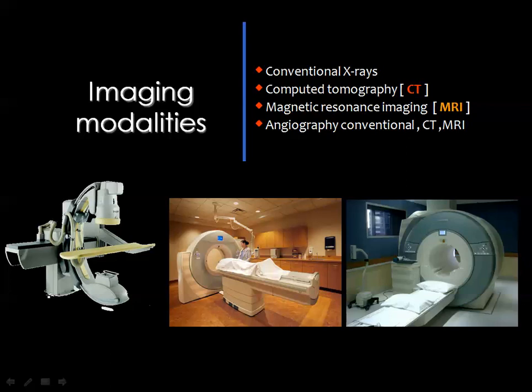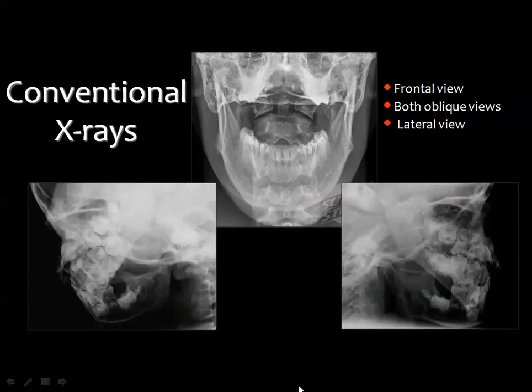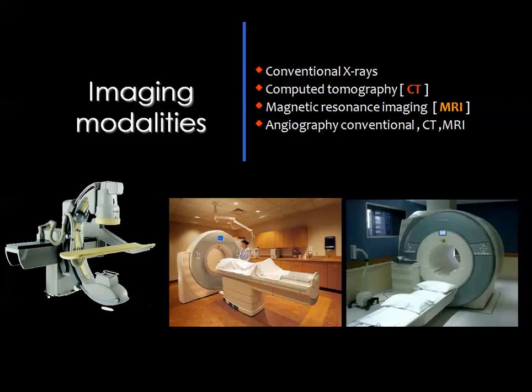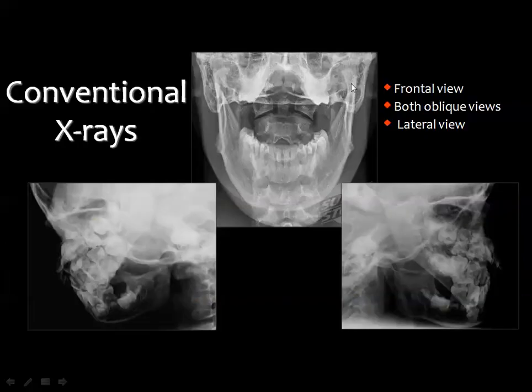The traditional way for examination of the mandible, or primary evaluation of the mandible, was the conventional X-rays, and these X-rays were obtained in the frontal view, as you can see here, and in oblique views for assessment of the left mandibular ramus and condyle, and also the oblique view for assessment of the right mandibular ramus and condyle.